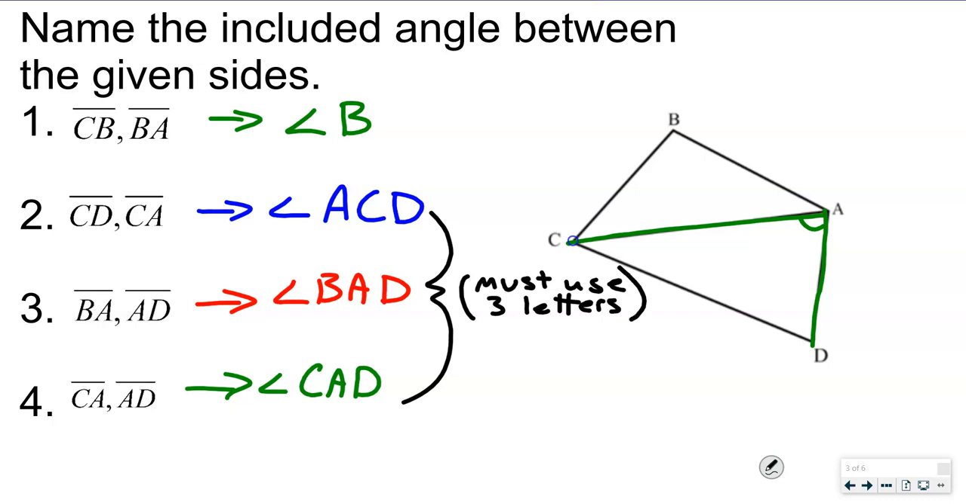Your answer would be incorrect if you only said angle C for number 2, or angle A for number 3, or angle A for number 4. It would be wrong. You have to use the 3 letters for those 3 examples. Again, number 1 only needs to be 1 letter because B is all by itself out here. There's no other line going to that vertice to split it up into separate angles. It's just 1 angle up there.